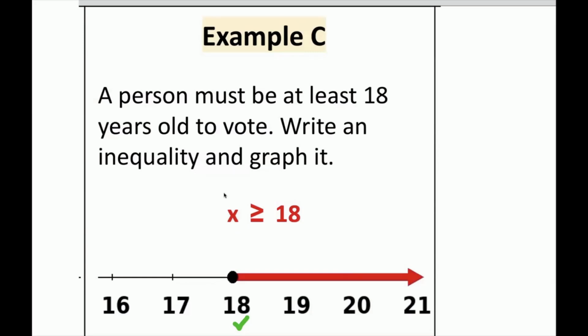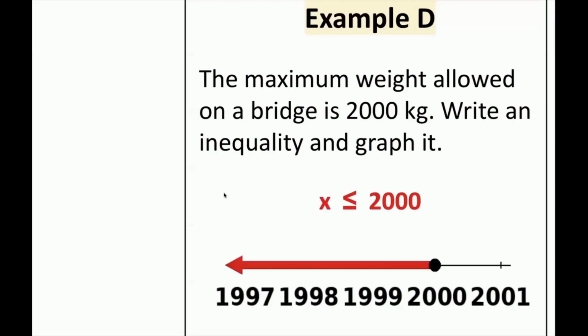Let's check our work for example D. The maximum weight is 2,000. So the bridge can hold 2,000 kilograms or anything less than 2,000. So 2,000 is a solution and we have a closed circle.